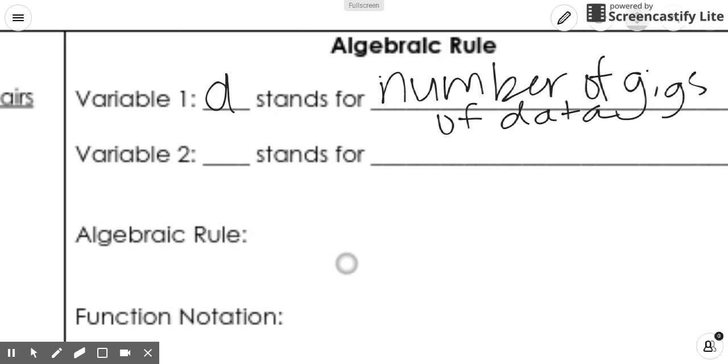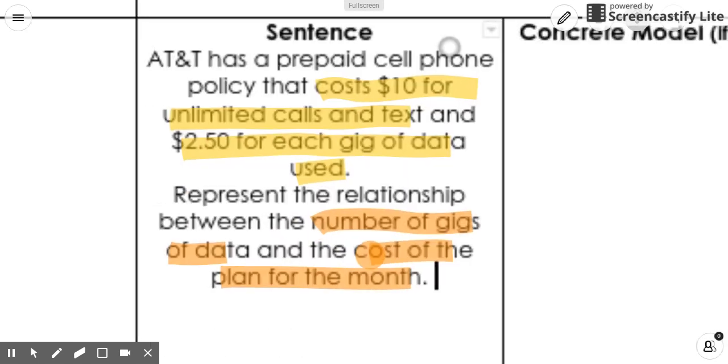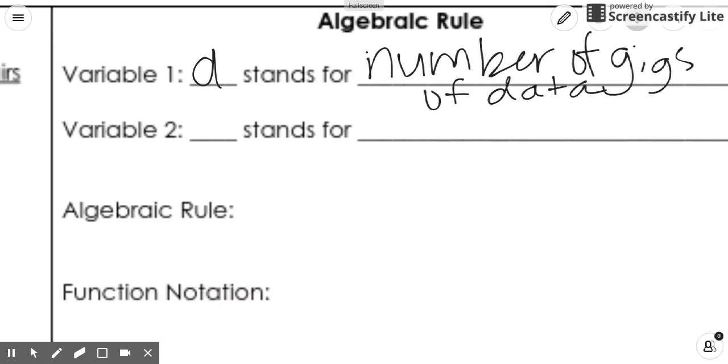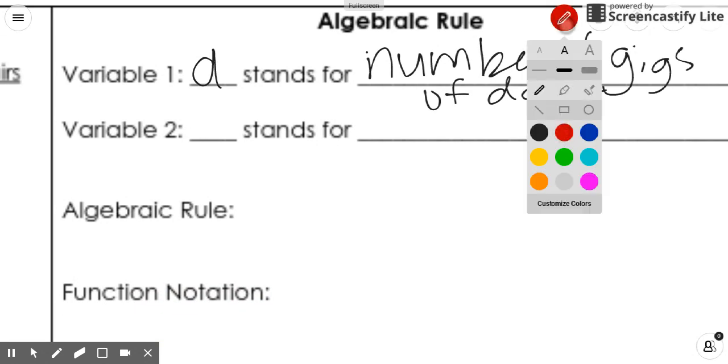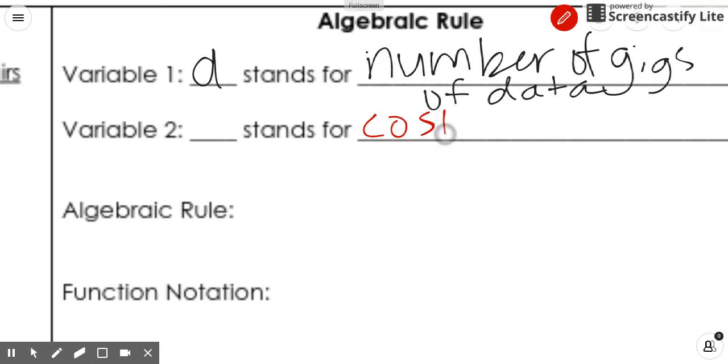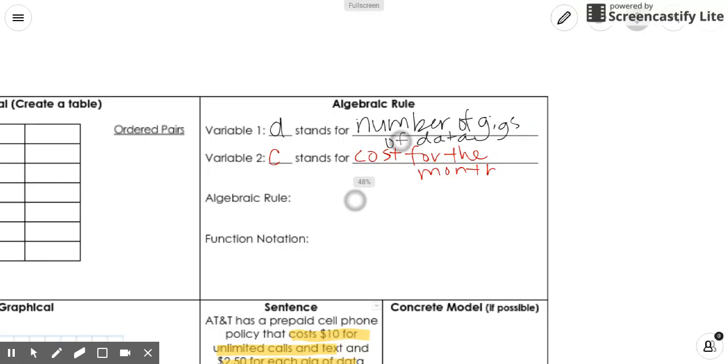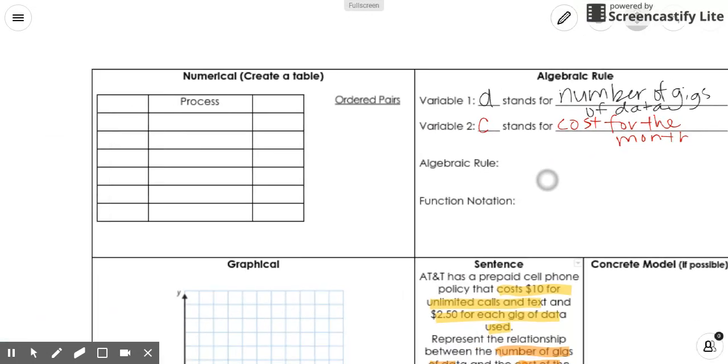Now, the other thing that we're talking about in this problem is the cost of the plan. So that's going to be my other variable. So my other variable is the cost of the plan. And let's use red for that. So cost for the month. So because it's cost, let's use C. Okay, now that I've identified my variables, I'm ready to start talking about my table.